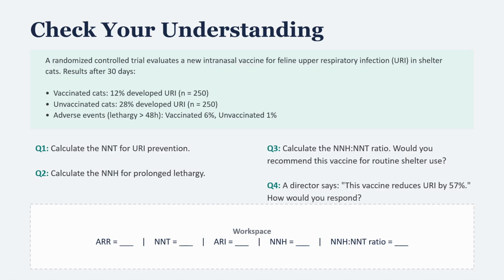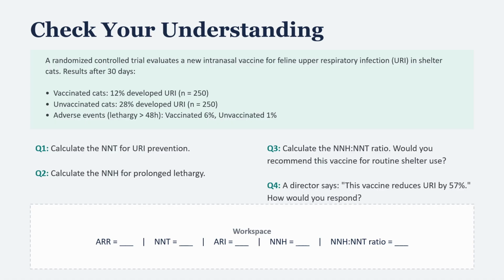In a shelter setting where URI spreads rapidly, causes significant welfare burden, and leads to euthanasia of untreatable cats, a 3.3 to 1 benefit-harm ratio is likely acceptable, especially because prolonged lethargy, while uncomfortable, is temporary and self-limiting in most cases. The recommendation would be yes, this vaccine is appropriate for routine use in a high URI burden shelter with monitoring for adverse events and client staff awareness of the expected rate of post-vaccination lethargy.